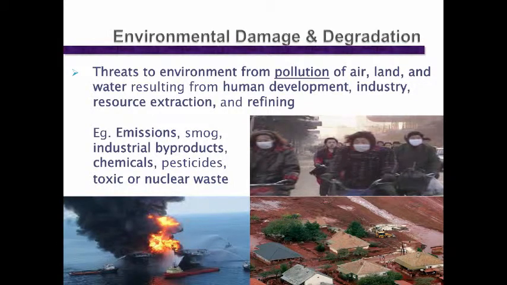We also see, as a result of some of the extraction of these resources, or maybe the refining of these resources, or the use of these resources in industry, that we are also seeing some environmental damage and degradation as a result of the pollution that comes out of some of these processes. So, this is pollution of the air, land, and water associated with industry, the extraction of this, or just broader patterns of human development. And so, what we've seen on the rise is increasing things like emissions or chemical byproducts of these, the creation of toxic or nuclear waste, and also increasing patterns of smog.